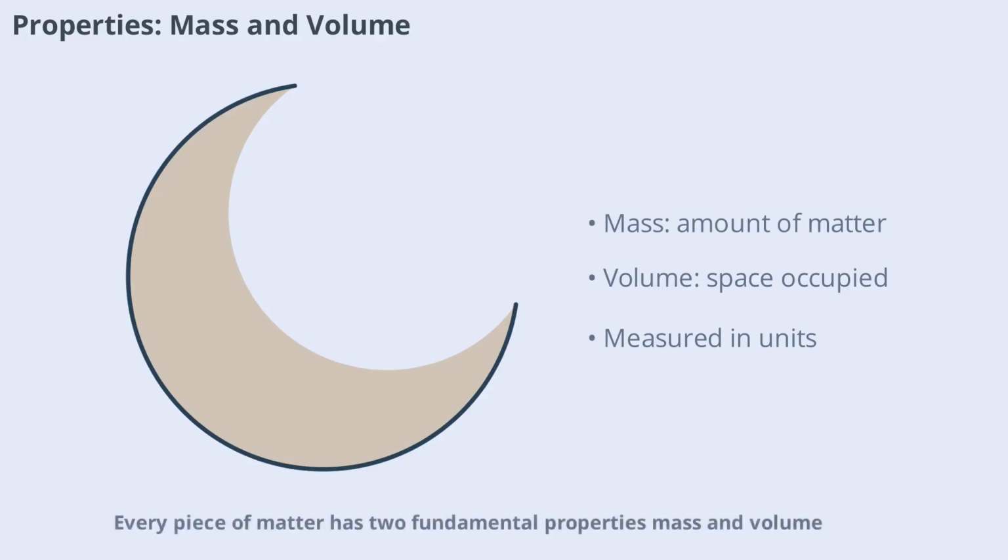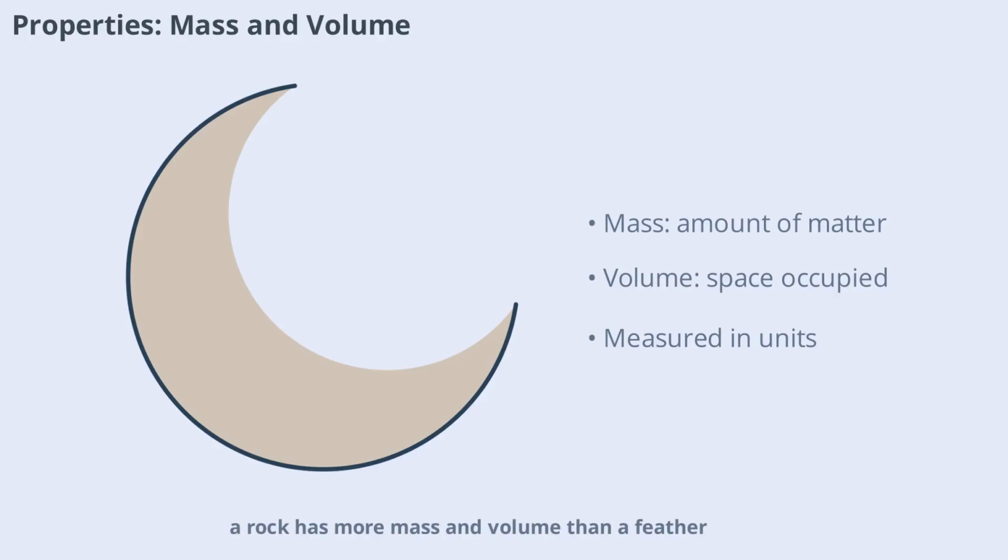Every piece of matter has two fundamental properties: mass and volume. Mass is the amount of matter in an object, usually measured in grams or kilograms. Volume is the amount of space an object takes up, measured in liters or cubic centimeters. These properties help us describe and compare different materials. For example, a rock has more mass and volume than a feather. Understanding mass and volume is essential for everything from cooking recipes to building bridges.